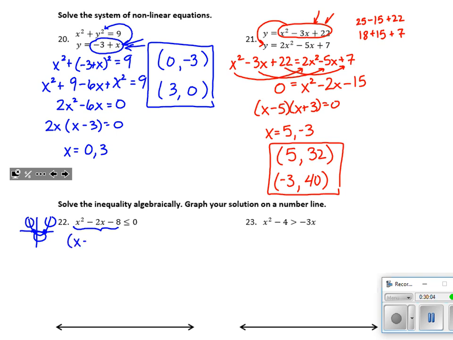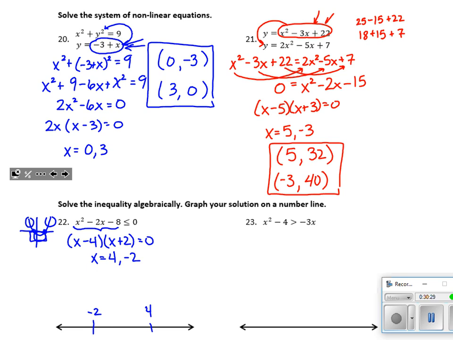Thankfully, this one is very easy to factor. I'm just going to treat it as if it were a quadratic equation right now instead of an inequality, and I find that those key points are x equals +4 and -2. So I'll plot those points on the number line like so. And because this parabola is opening upward, I know its height will be less than 0 between those 2 points.